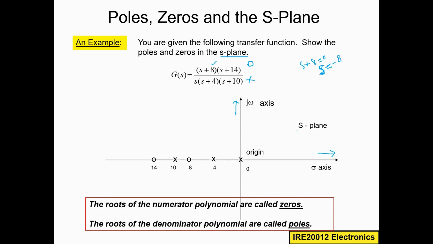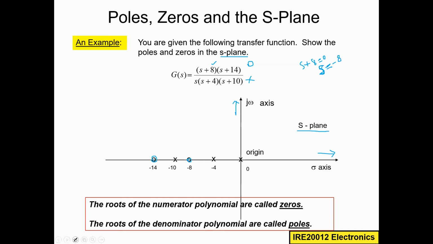Now we are in the S plane. So now how many zeros do I have? Minus 8, minus 14. The minus 8 I represent by a 0, and minus 14 I represent by a 0. And how many poles do I have? Minus 4, minus 10.